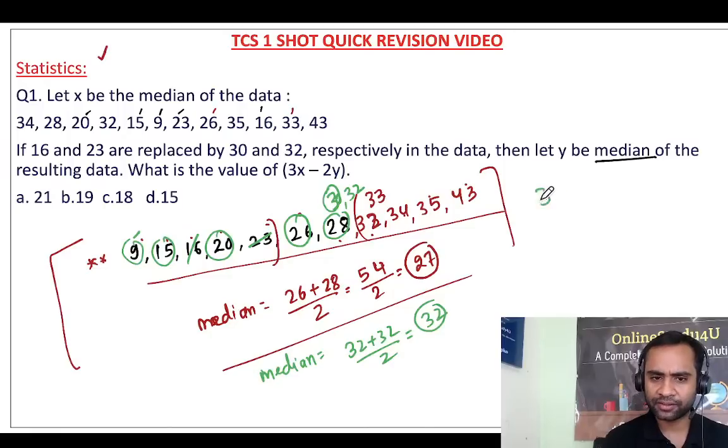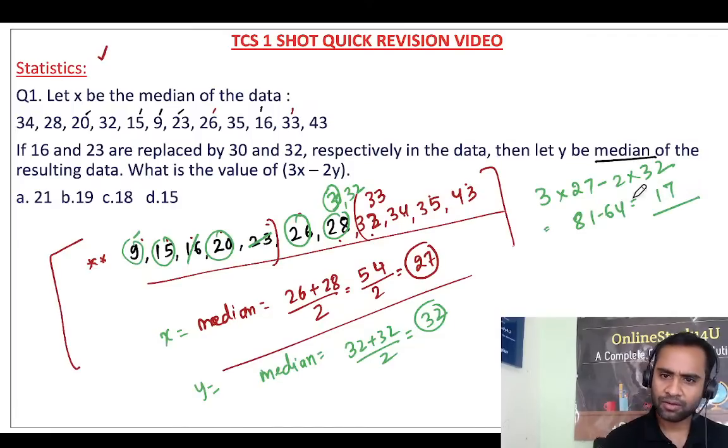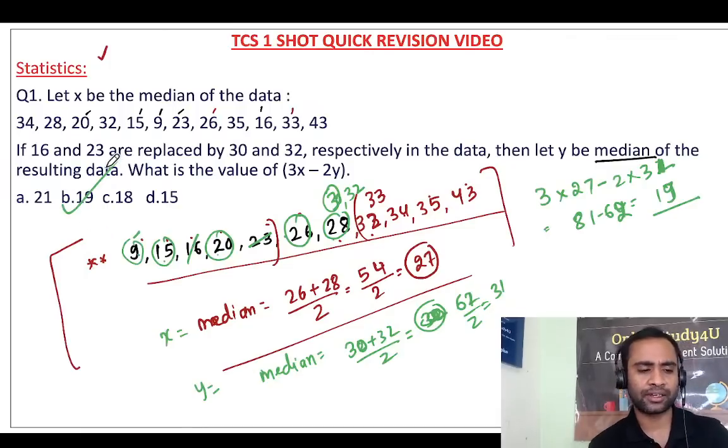So they're asking 3X. So X is this and Y is this. So 3 into 27 minus 2 into 32. So this will be nothing but 81 minus 64. So it will be 17. Okay, so 1, 2, 3, 4, 5. Oh, sorry. So it will be 30 plus 32. It will be 62 by 2, which is nothing but 31. So it will be 81 minus 62, and it will be 19. So 19 will be the correct answer for this particular problem.